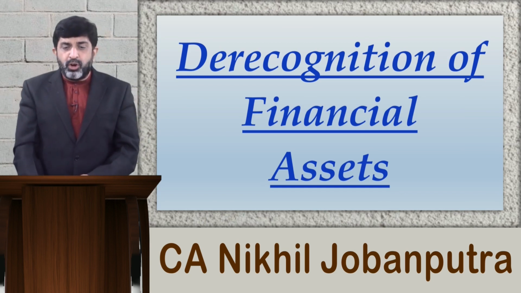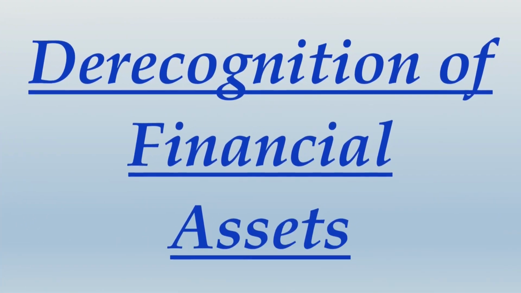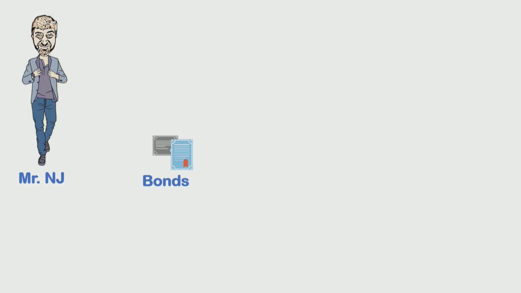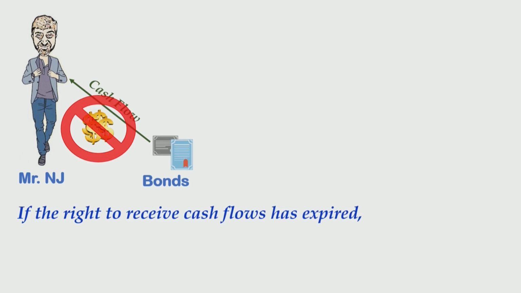I would want you to draw your attention on the screen while I take you to certain examples over here. So let us begin with the first example. Here Mr. NJ is holding certain bonds, and these bonds are providing cash flows to Mr. NJ. Now there will be a point where the right to receive this cash flow is expired. So as per Ind AS 109, if the right to receive cash flow has expired, simply derecognize the financial asset. This is the first scenario.